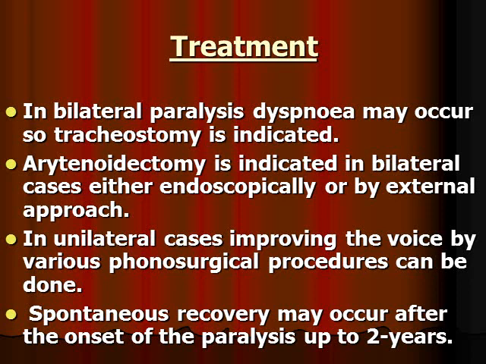For the chronic cases arytenoidectomy is indicated. We remove the arytenoid in bilateral cases either endoscopically or by external approach, and nowadays by laser can be done. In unilateral cases improving the voice by various phonosurgical procedures can be done. Injection techniques: so injection للvocal cord واندفعه toward the, we push it toward the normal side حتى يصير complete closure ويصير عندنا normal voice.